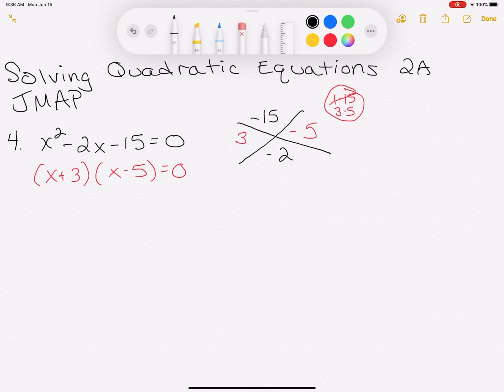So if you see that I've already set this up with the last term on top, negative 15, and the middle term on bottom, which is negative 2. I got my two sides already, 3 and negative 5. When you multiply them together, you get the negative 15, and when you sum them, you get the negative 2.